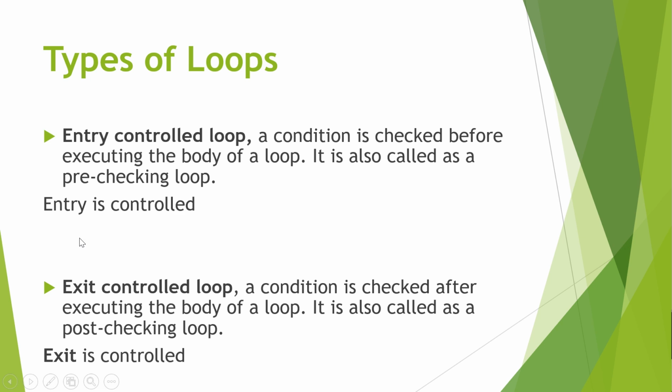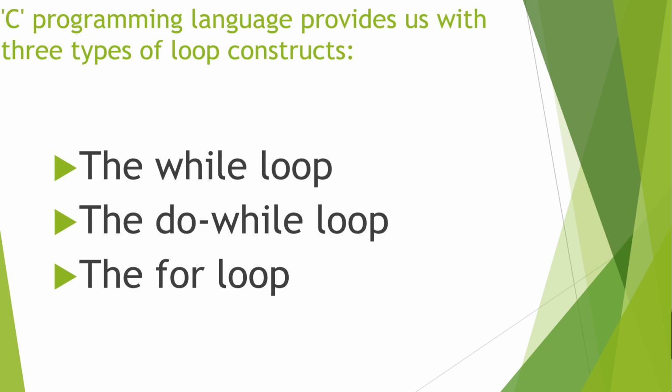So there are two types of loops: entry control loops and exit control loops. Entry control loops are those loops where entry is controlled. So when this loop is defined, the entry into the statements for their execution is controlled. It means the condition will be at the start. Exit control loops means the loop which controls the exit condition. It means the condition is in the later part. Let's see the examples. Now there are three types of loops.